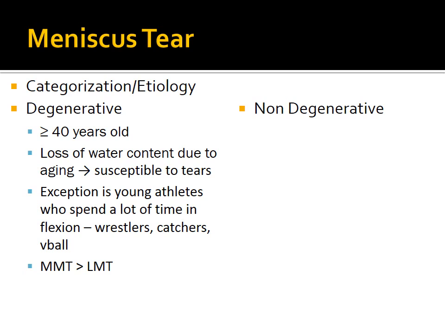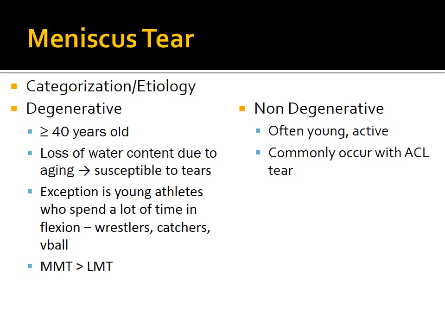Moving toward the non-degenerative category, this is more of your acute meniscus tear. So prior to the injury, the meniscal tissue is healthy. These tears commonly occur with ACL tears too, so be sure to test ligamentous stability whenever you suspect a non-degenerative tear.